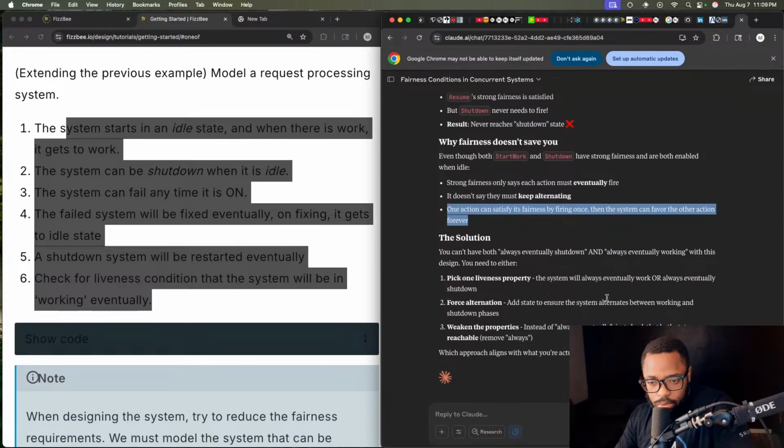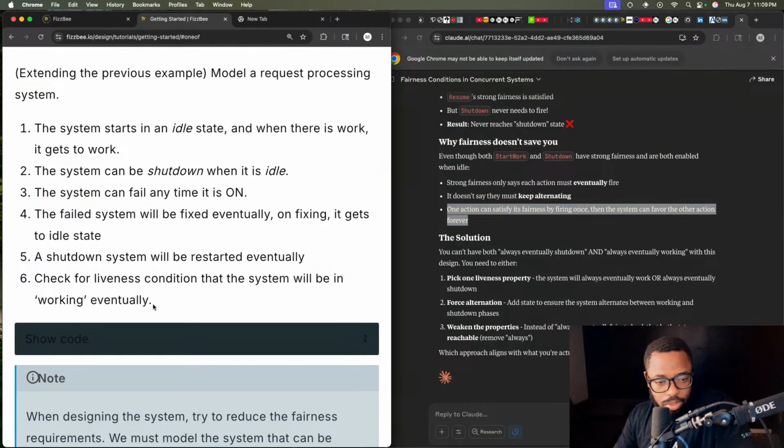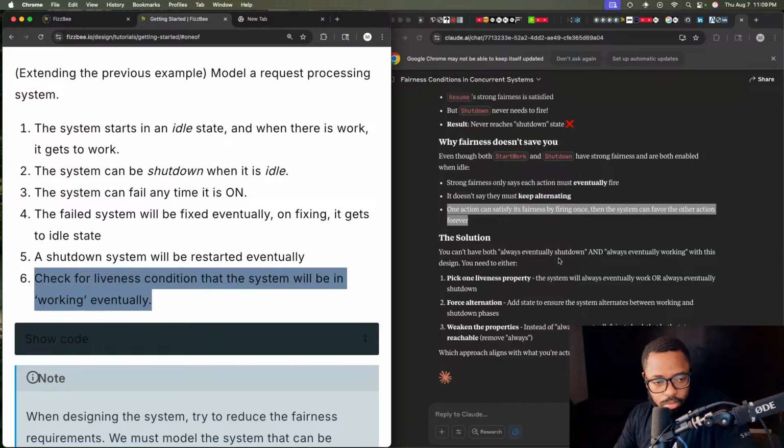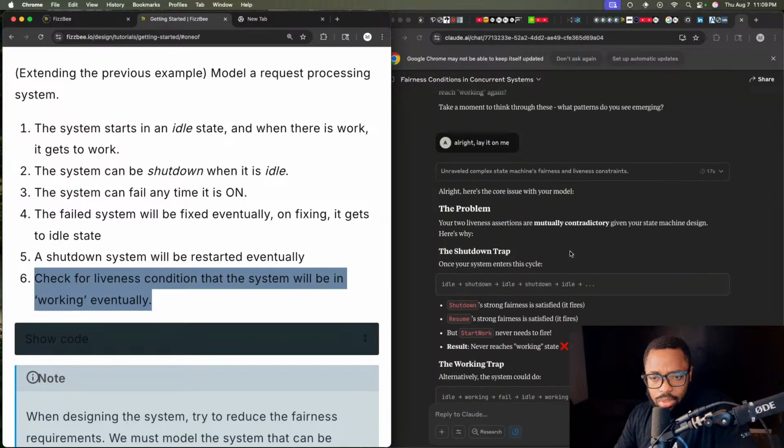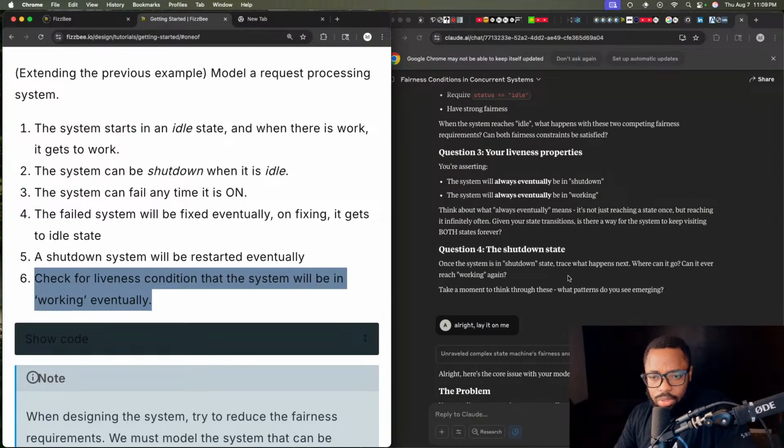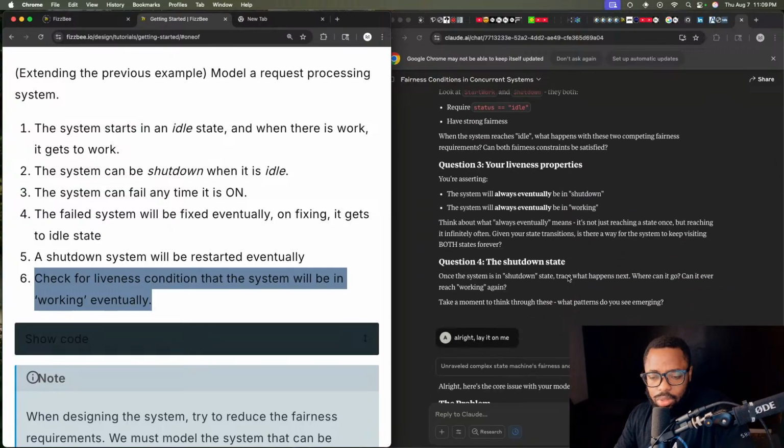Pick one letter. No, I need both apparently. I had a solution that worked with just one, which was the one that is actually stated. Actually, did I ask? I can't believe I didn't ask that.